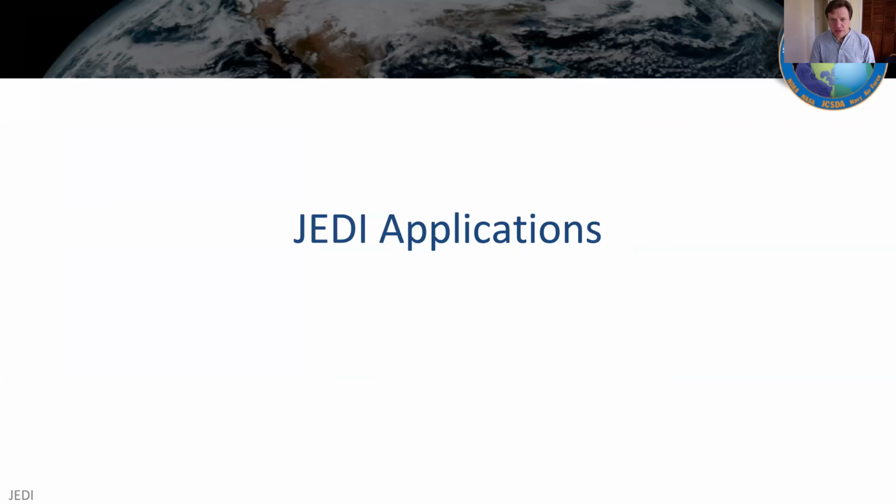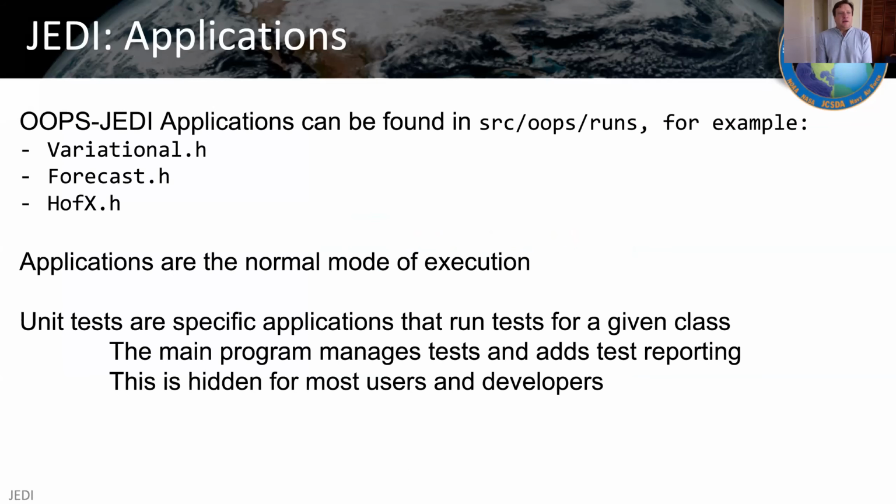All right, JEDI applications. The JEDI applications are found in the OOPS repository, in this source OOPS run. For example, you have there the variational.h, forecast.h, hx.h, a bunch of other ones. This is the normal way of using JEDI: to run an application. What you do when you're using the C-test is really, these are special main programs that manage the test and add reporting for the test.